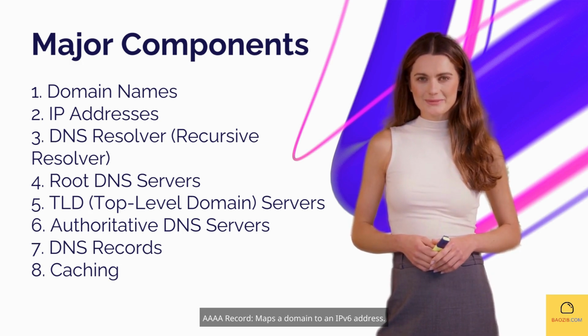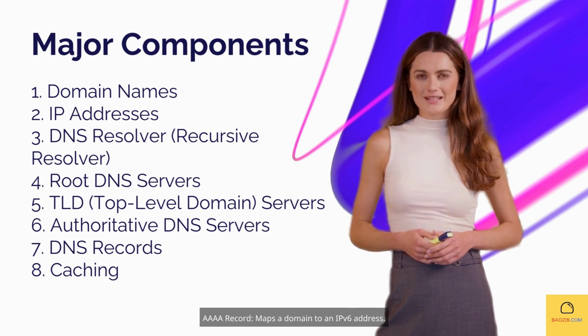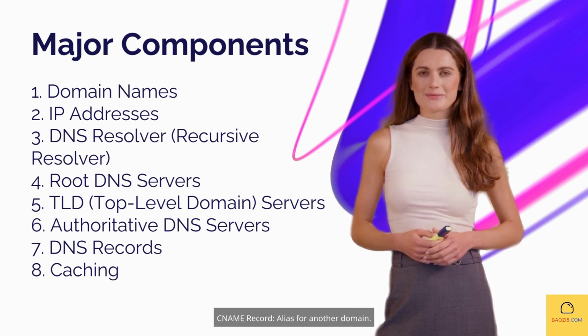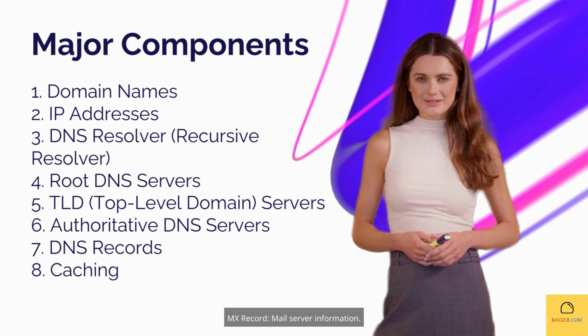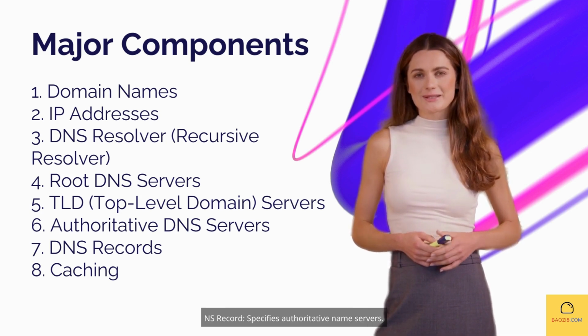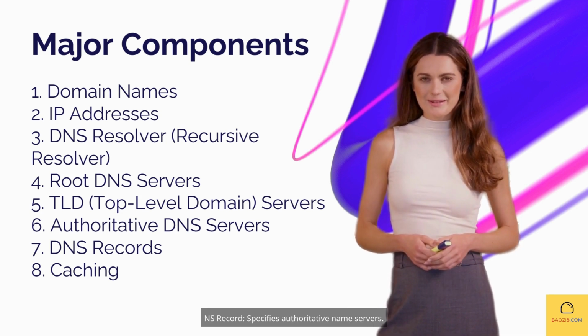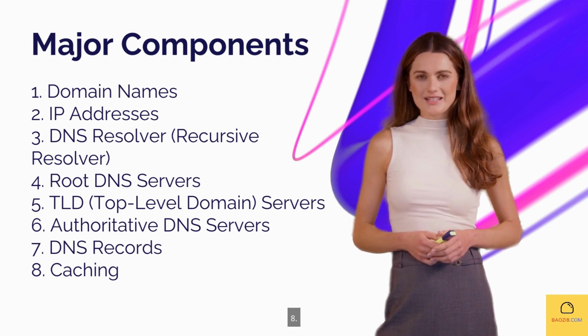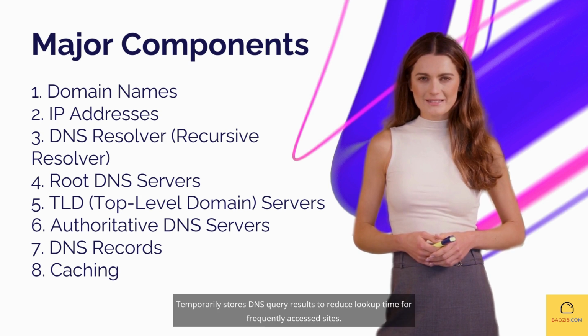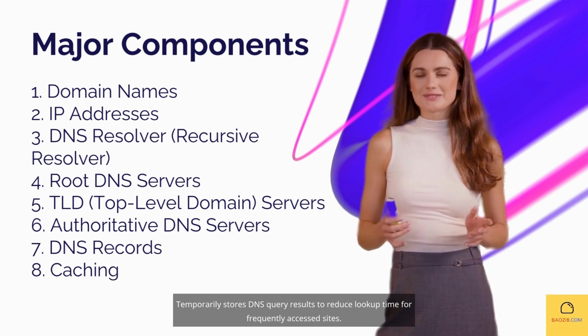7. DNS records. Different types of data stored in DNS, such as A record, maps a domain to an IPv4 address. AAAA record, maps a domain to an IPv6 address. CNAME record, alias for another domain. MX record, mail server information. NS record, specifies authoritative name servers. 8. Caching. Temporarily stores DNS query results to reduce lookup time for frequently accessed sites.